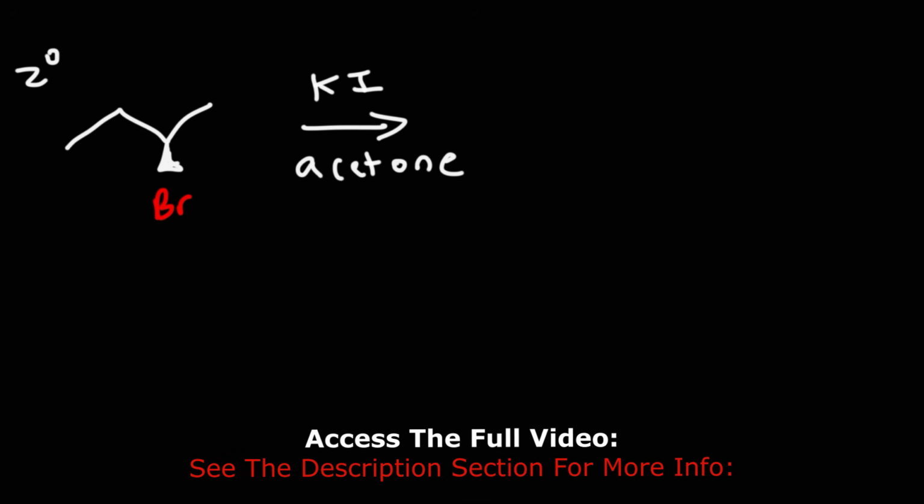So here we have 2-bromobutane, and let's react it with potassium iodide in acetone. What's going to be the predominant mechanism here? So we have a secondary alkyl halide, we have a good nucleophile, iodide, and we have a polar aprotic solvent, acetone. This is going to favor an SN2 reaction.